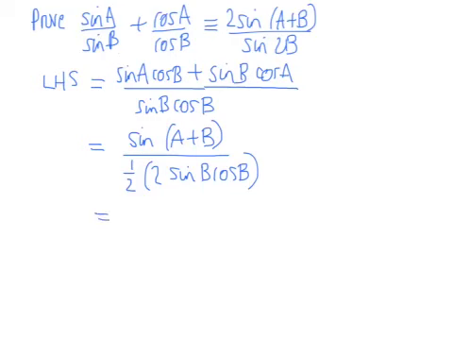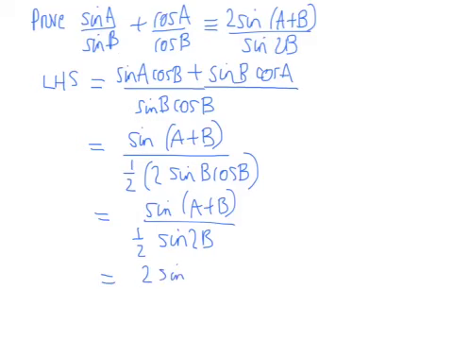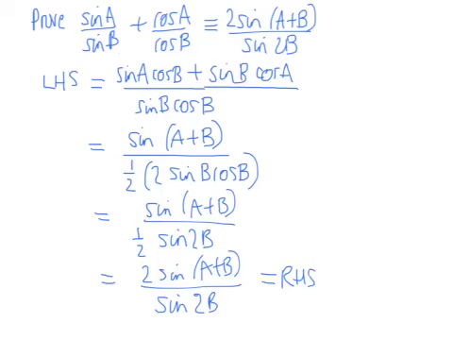So on the top, we've got sin of a plus b. On the bottom we've got a half of 2 sin b cos b. So we can write that as sin of a plus b over a half of, hopefully we recognise this one, sin of 2b. Then if we multiply top and bottom by 2, we end up with 2 sin of a plus b over sin of 2b, which was what we wanted. So that's equal to the right-hand side, and our proof is completed.